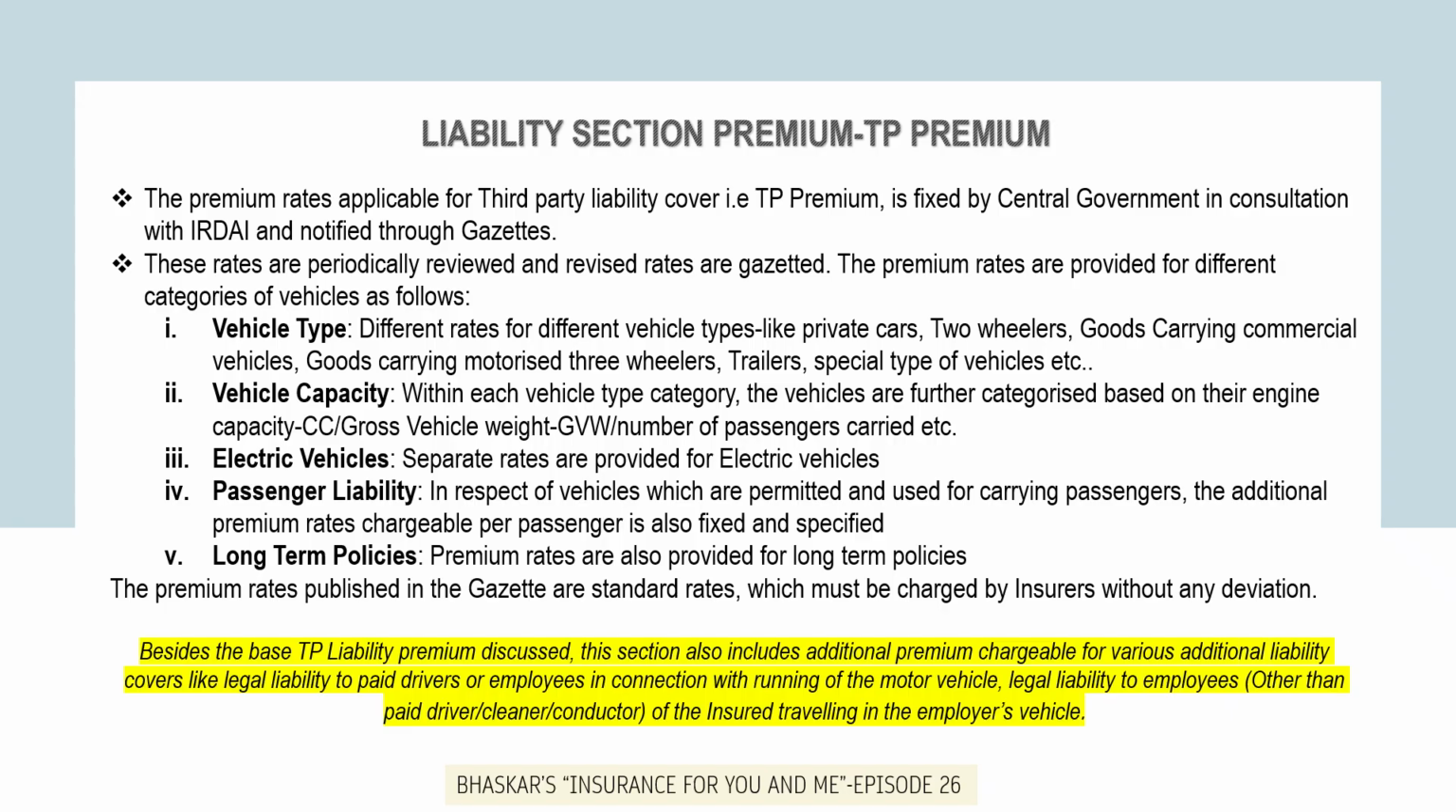And the premium rates are also provided for long-term policies. So the premium rates published in the Gazette are the standard rates which must be charged by insurers without any deviation.